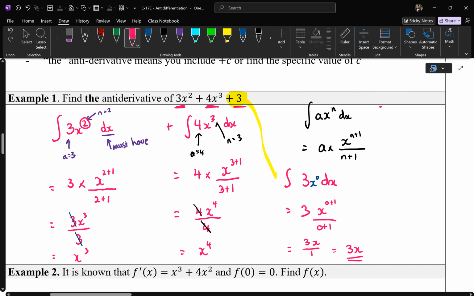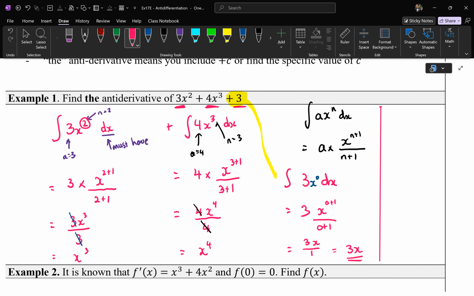So when I ask you, what is the antiderivative of 3x squared plus 4x cubed plus 3? What I want to see next time, don't break it up into 3 pieces like the way I did. Just a lot of work there. You're meant to write it all in one go. So the integral of 3x squared plus 4x cubed plus 3 dx should equal... And then you're meant to write your answer as x cubed plus x to the power 4 plus 3x.